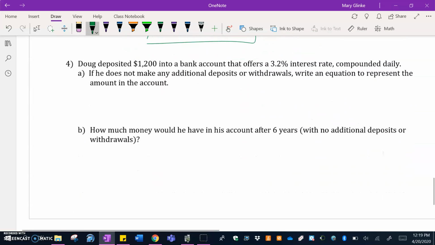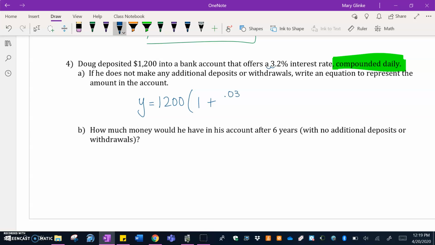Okay, let's try one more. So we have another deposit, and reading through it, we have our interest rate. Again, we know this is our new formula, the compound interest, because it says compounded daily. He's not adding or withdrawing anything. So we're going to write our equation. It's going to be y equals our initial amount times 1 plus r. Remember, for our r we have to move our decimal over, so it's 0.032 divided by n. Since this is daily, that means n equals 365.